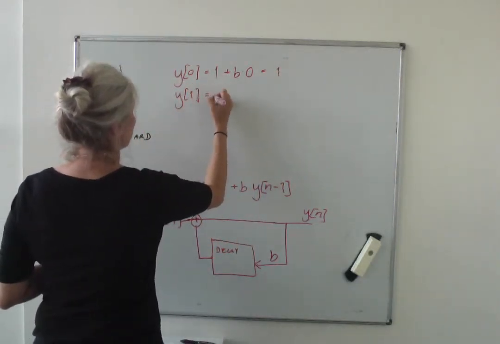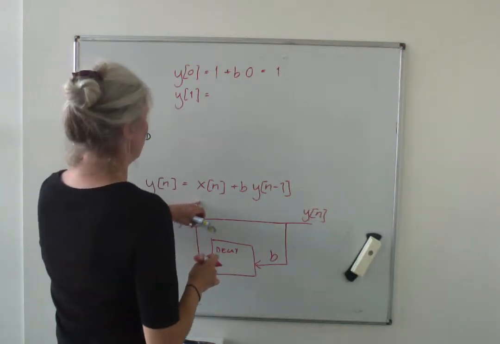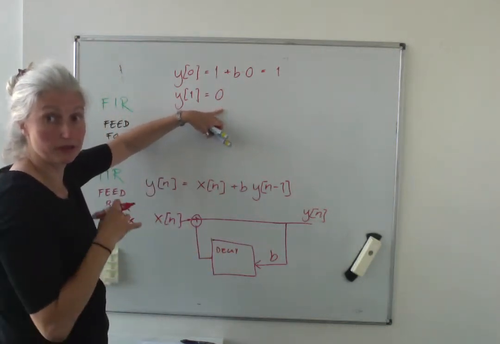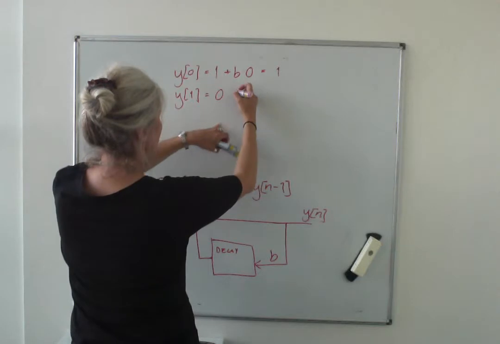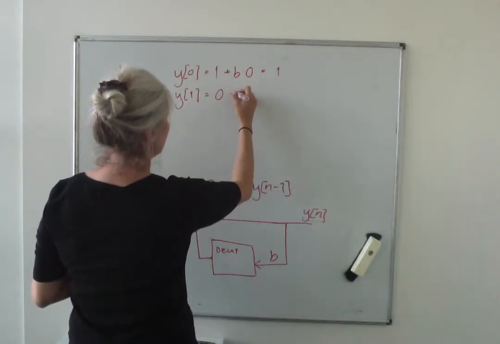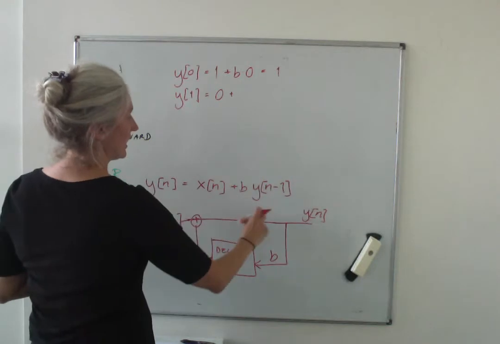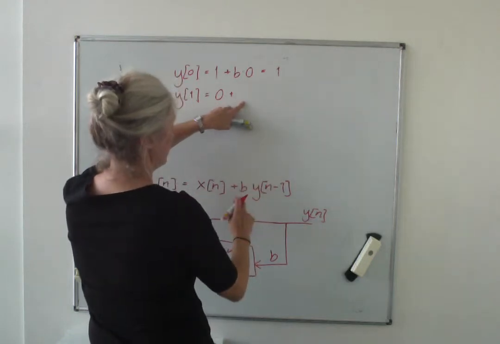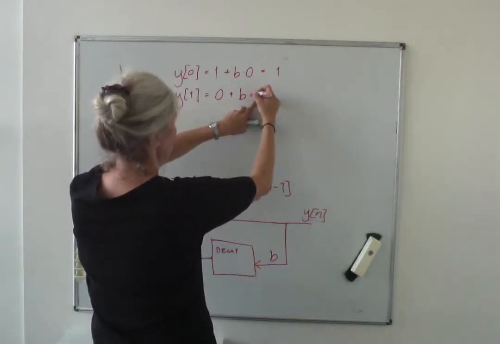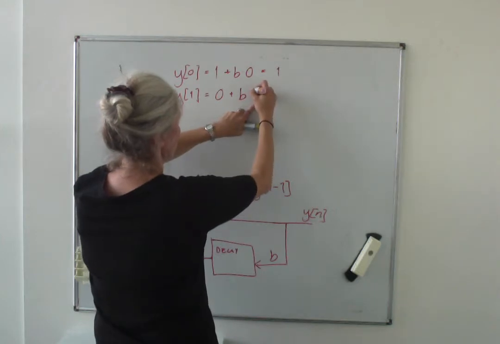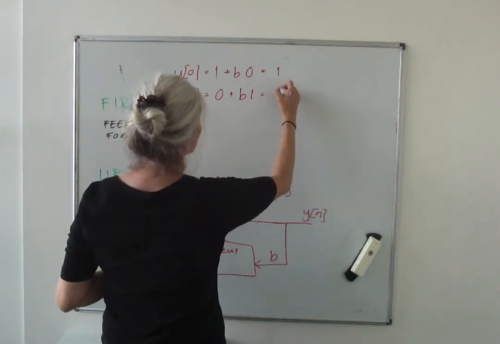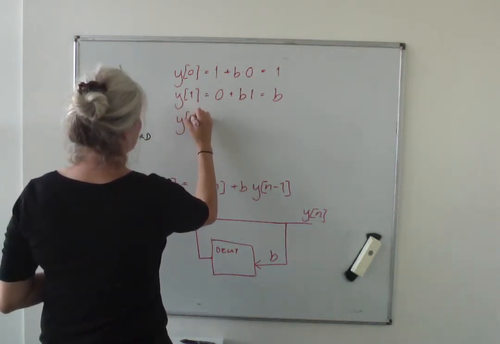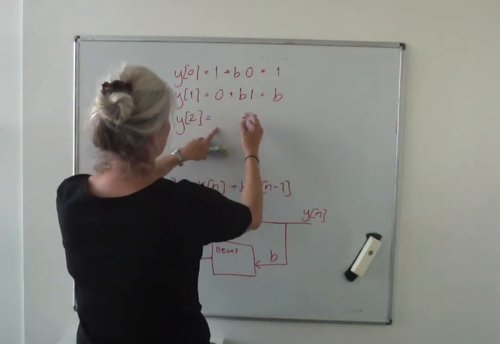y for the next sample. Now we take the input signal, which is now 0. The unit impulse has stopped being anything else than 0. So we add to that the delayed version of the output, with a multiplication of b. And the previous version of that was 1. So here you have output b. Next example, the same thing here.